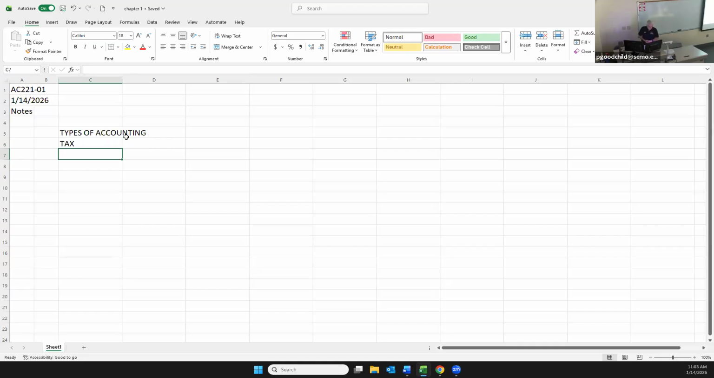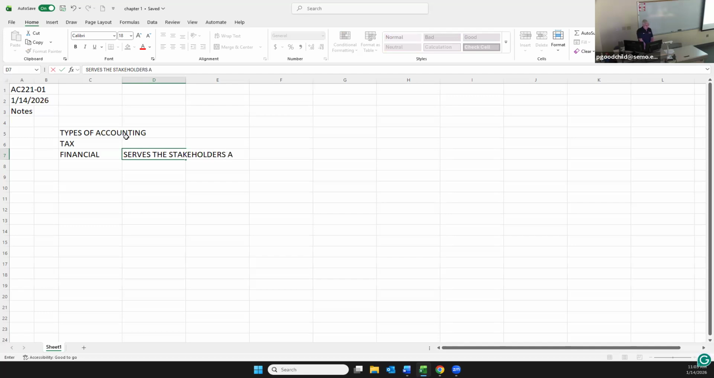If you looked at chapter 1, you'll know there is financial. Financial serves the stakeholders and shareholders outside of the company. And in the US, financial is based on US GAAP.